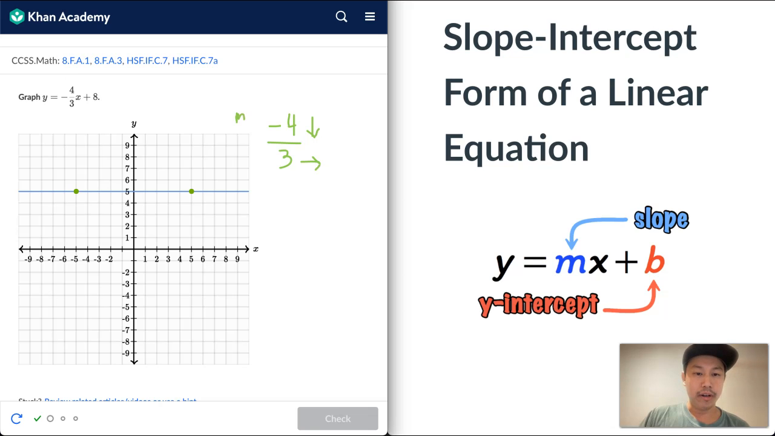I could even put an m here. m equals... sorry, a little bit off. And then your b value, the y-intercept, is going to be a positive 8. So let's go ahead and graph that.